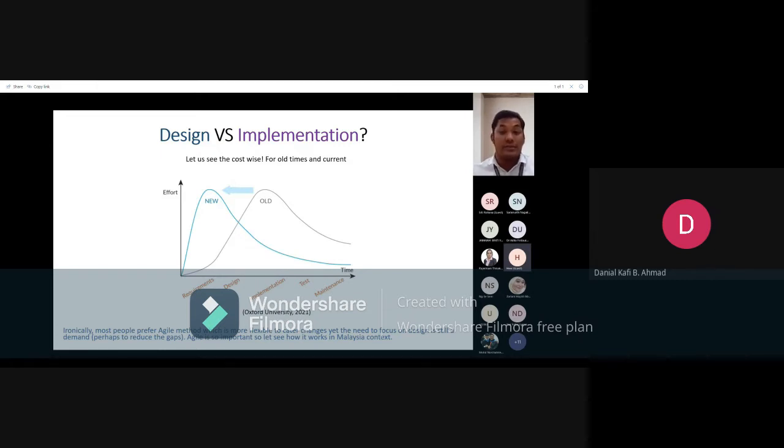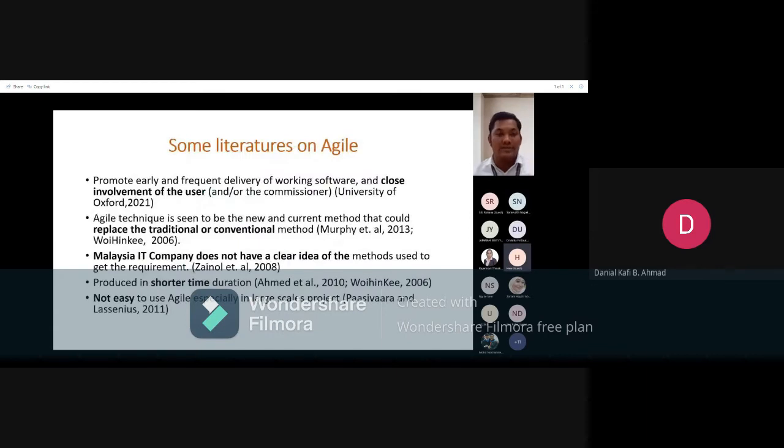Ironically, most people prefer the Agile method, which is more flexible for making changes, yet the need to focus on design is still a demand, perhaps to reduce the gap. So Agile is so important. Let's see how it works in the Malaysian context. Now we come to one of the most important parts of my sharing today. I'll try my best to fit it within 50 minutes. So it's going to be general.